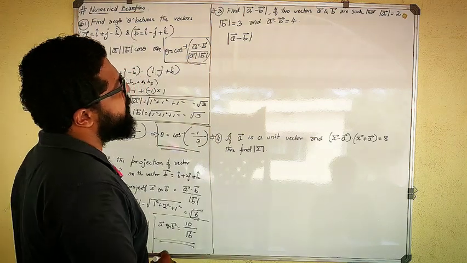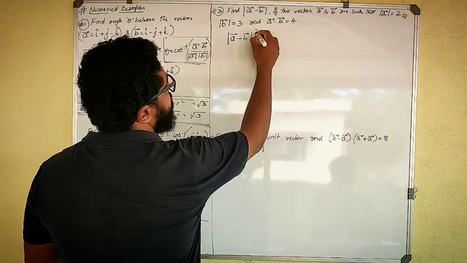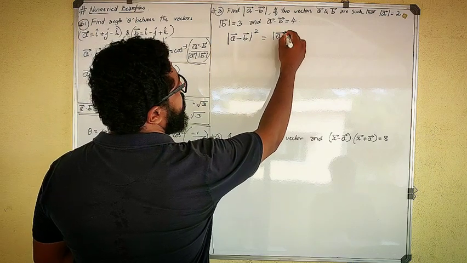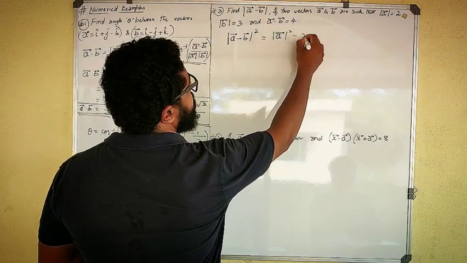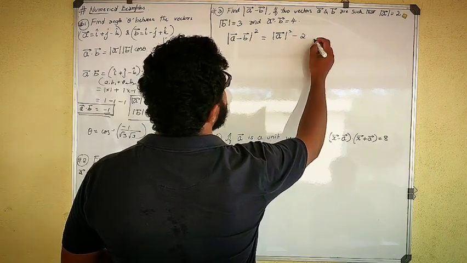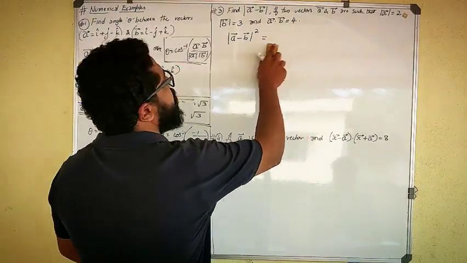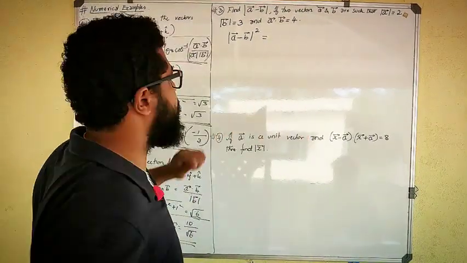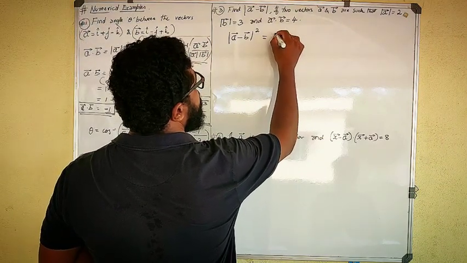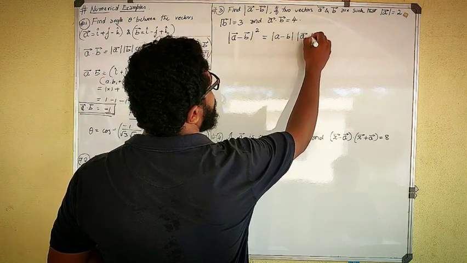Find A minus B. So what I'll do here is, this one square is the same as writing magnitude of A square minus 2 into, no, we don't, because you cannot take it as a formula. What I'll do is, I will take this one and write it as a square, and this square can be written something like this as magnitude of A minus B into magnitude of A minus B.